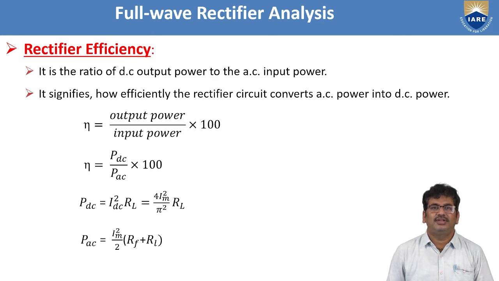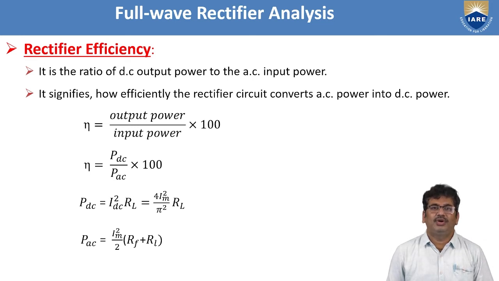Where PDC is given as, we know, power is equivalent to I square R, or Vm into I, or V square by R; any term you can take. I am taking PDC equals IDC square into RL. For a full wave rectifier, IDC is given as 2Im by pi. Substituting it, we get PDC as 4Im square by pi square into RL. Whereas PAC is IRMS square into RF plus RL. As the AC is flowing through the diode as well as the load resistance, we include RF plus RL.